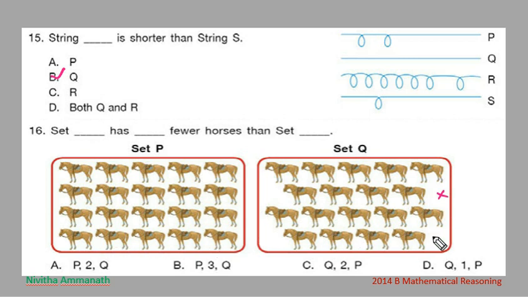Here 5. Here 1 missing. So in this, 2 less. So set Q has 2 fewer horses than set P. So Q to P. Which is the option? C is the correct option. Next question.